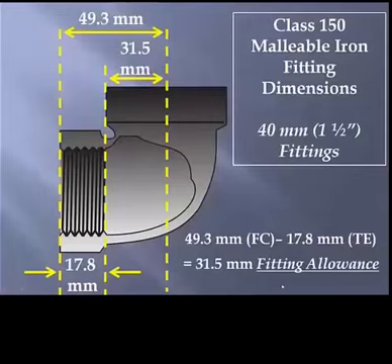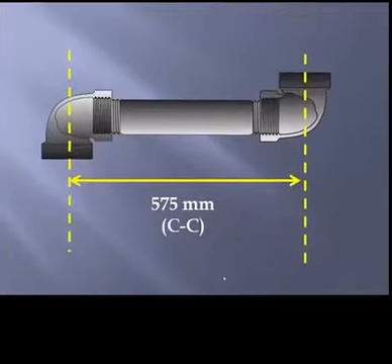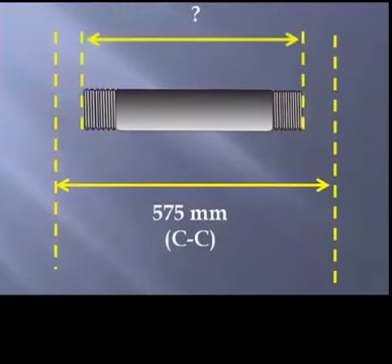Remember that an end to center measurement would require one fitting allowance calculation, while a center to center measurement will require two fitting allowance calculations. So in our case, we require 575 millimeters between the center of 1.5-inch or 40 millimeter fittings. Taking a closer look, we need to calculate the end-to-end measurement, which at this point is unknown.